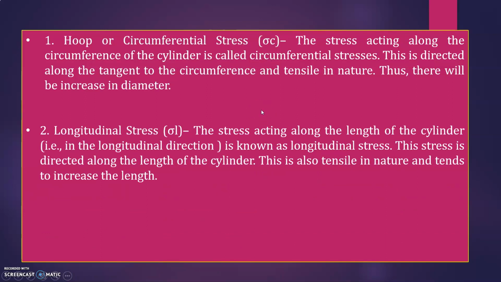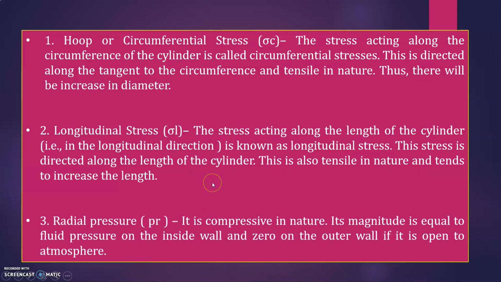The second one is longitudinal stress. The stress acting along the length of the cylinder, that is in the longitudinal direction, is known as longitudinal stress. This stress is directed along the length of the cylinder. This is also tensile in nature and tends to increase the length. The third one is radial pressure or radial stress, represented by PR. It is compressive in nature. Its magnitude is equal to the fluid pressure on the inside wall and 0 on the outer wall if it is open to atmosphere.